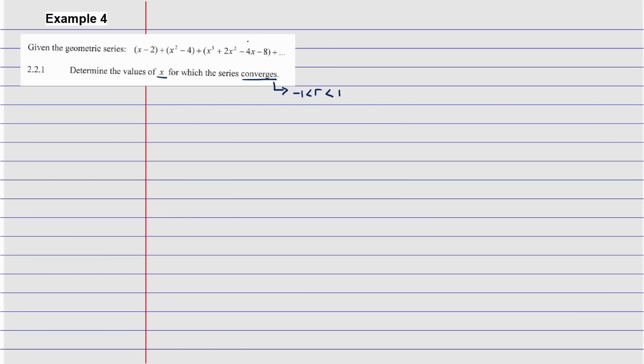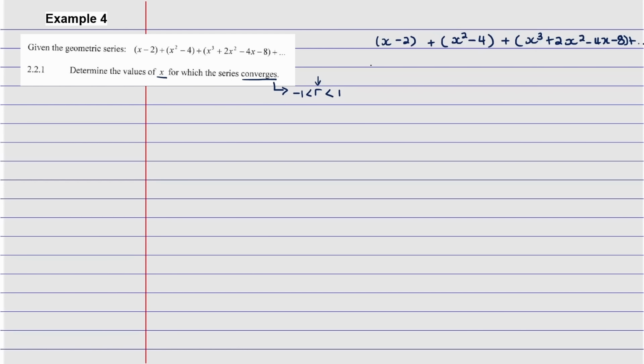Now to solve for x when our series is convergent, first we need to find r in terms of x. So let's do that. We see that we have our series as x minus 2, plus x squared minus 4, plus x cubed, plus (2x) squared minus 4x minus 8, then plus it continues.